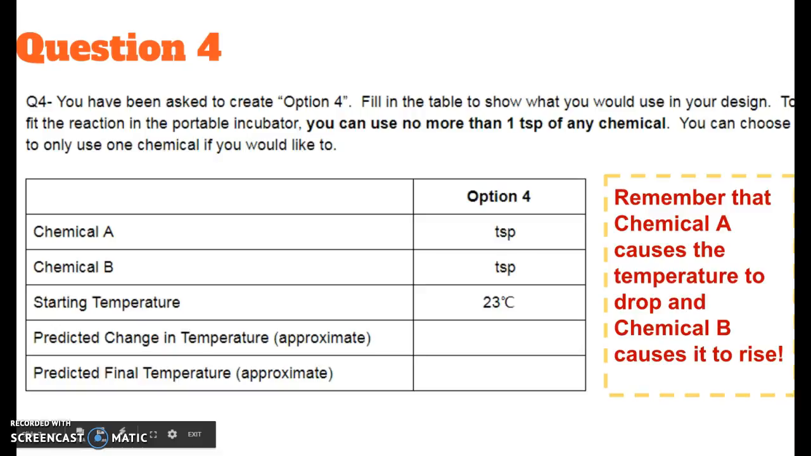For the fourth question, you've been asked to create option 4, a new reaction that would work for the turtle eggs. So to fit the reaction in the portable incubator, you can't use any more than 1 teaspoon of any chemical. Some of you missed that part of the prompt. And you can only choose to use 1 chemical if you would like to. Remember, you guys, that chemical A causes the temperature to drop and chemical B causes it to rise.